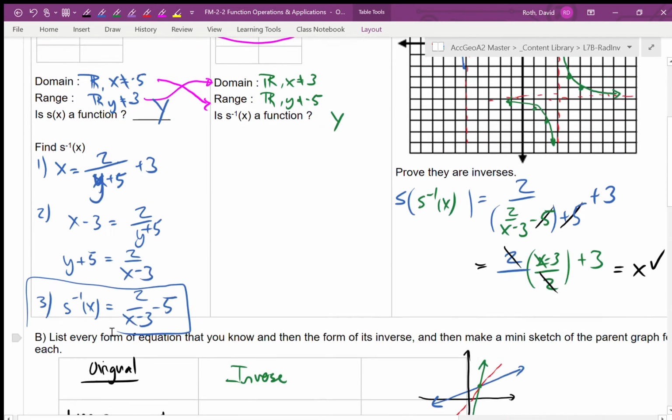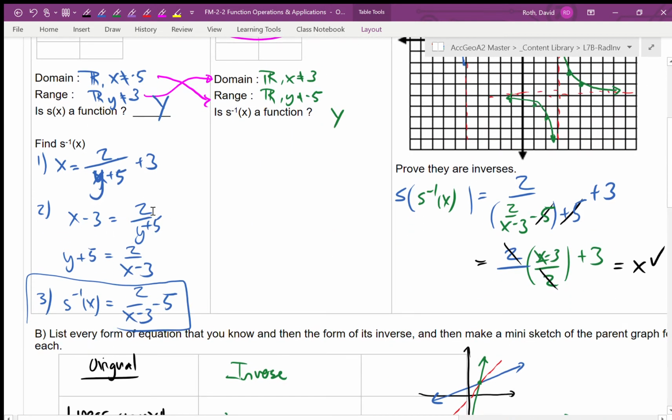And then the second step is to solve for the new y. Now, it's a little bit more tricky here, so I have to subtract 3 first. And then you want to think about this as cross multiplying or whatever to solve for the new y. And then the new y becomes s -1 of x. And lo and behold, I have my inverse function.